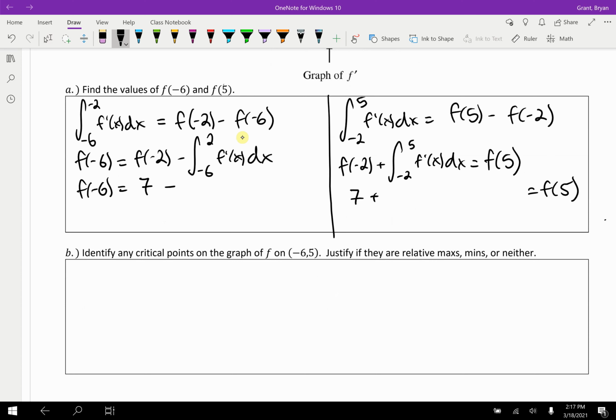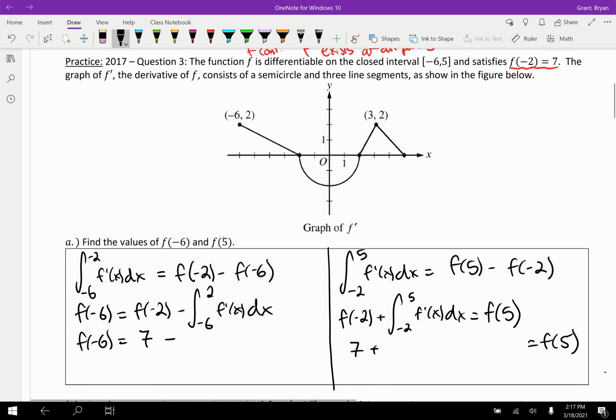Well, if we had an equation, we'd use the fundamental theorem. We'd actually do the antiderivative. But we need to remember there are 2 ways you can evaluate a definite integral. One is through antiderivatives, but the other is through area. And so, how do we find the area? Well, we look up at the graph.